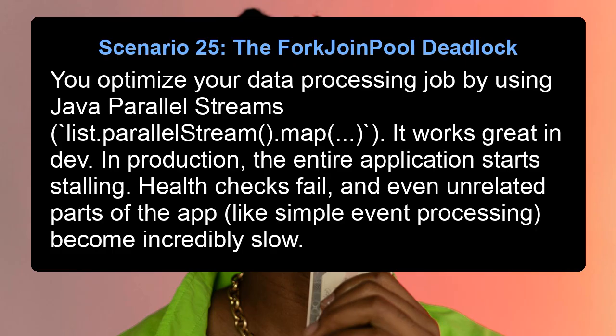Scenario 25. The ForkJoinPool deadlock. You optimize your data processing job by using Java parallel streams, list.parallelStream().map. It works great in dev. In production, the entire application starts stalling. Health checks fail, and even unrelated parts of the app, like simple event processing, become incredibly slow.